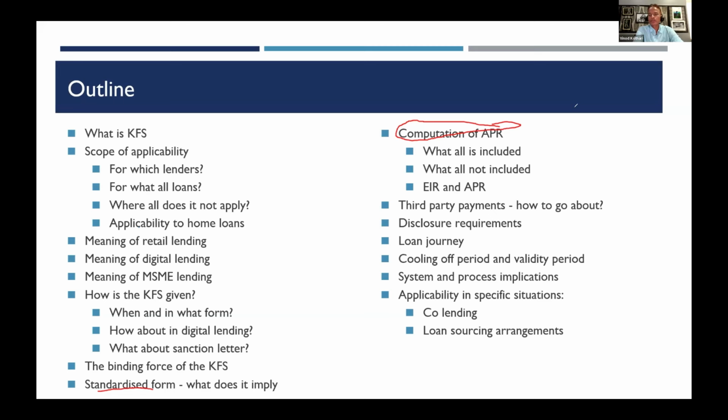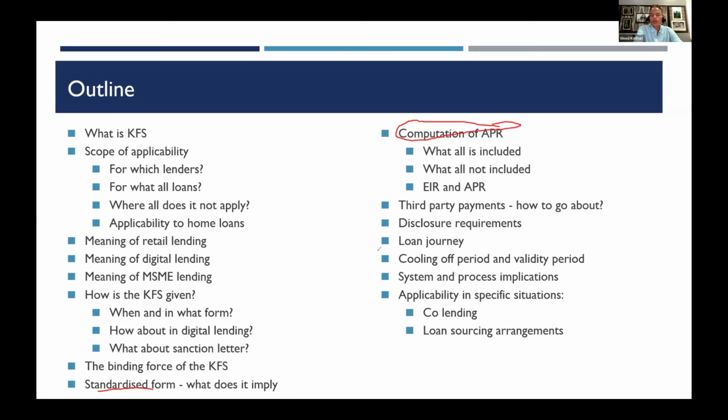Third-party payments, of course, will attract a lot of discussion. We'll be intending to discuss this at length. And then the disclosure requirements, because as we disclose the KFS, we will also be required to disclose the computation of the APR. That computation sheet will also form an annexure of the KFS.